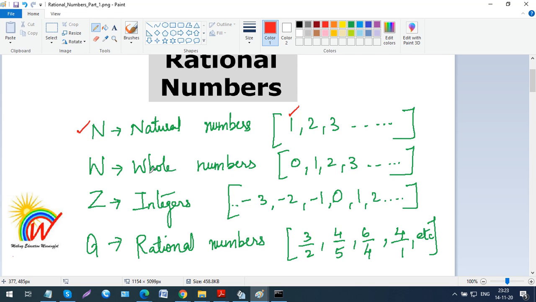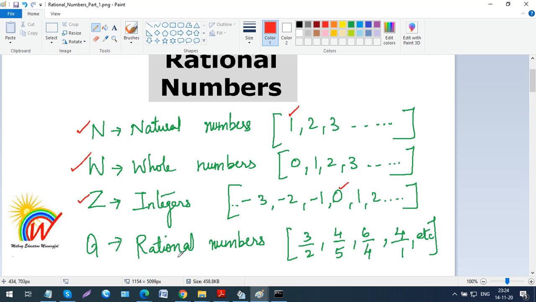Then you get whole numbers. Here 0 is also included. So 0, 1, 2, 3 and so on are whole numbers, and W is given for whole numbers. If you have numbers lesser than 0, that is negative 1, negative 2, negative 3 and so on, all the numbers with negative sign and all the numbers with positive sign including 0 are called integers. Decimal numbers like 1.2, 3.5 are not integers. An integer is a proper number without any decimal point or denominator. Integers are denoted by Z.